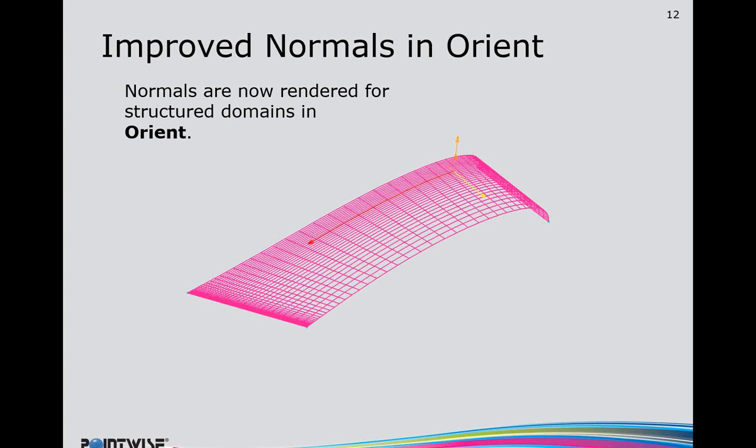Another feature we've had a lot of requests for recently is the ability to better see the normals for structured domains when you're using the orient command. In those cases where you need to export only your structured domains and you need to really have control over their orientation, it was a little more difficult to visualize. So now we do show all 3 computational coordinates in this command, which obviously shows you the normal for the structured domain, and it makes that whole process much simpler and easier to see.